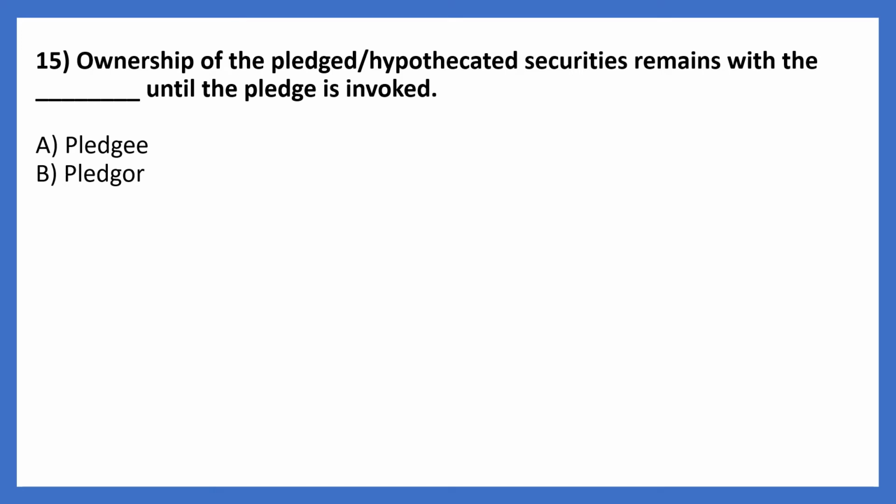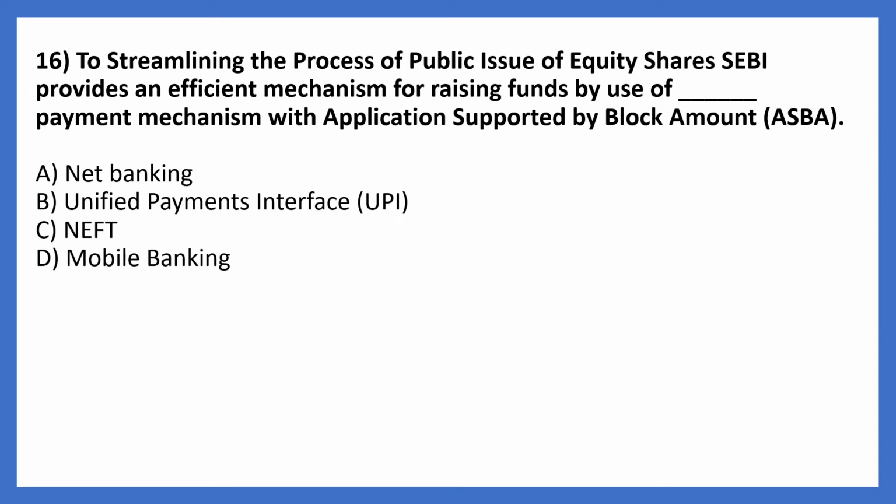Next question. Ownership of the pledged or hypothecated securities remains with the blank until the pledge is invoked. Option A, pledgee, and option B, pledger. The correct answer is option B, pledger. Next question. To streamline the process of public issue of equity shares, SEBI provides an efficient mechanism for raising funds by use of which payment mechanism with application supported by blocked amount.